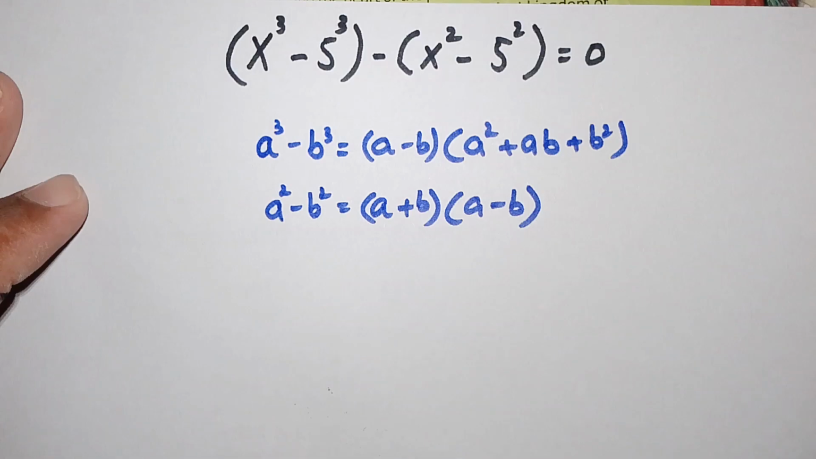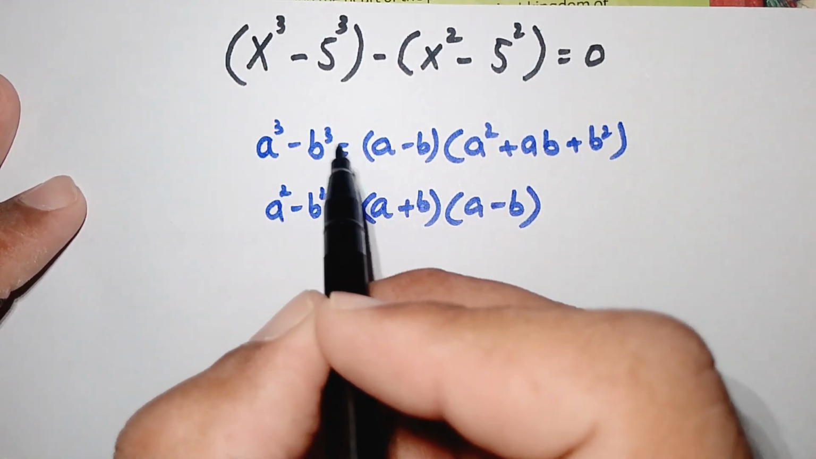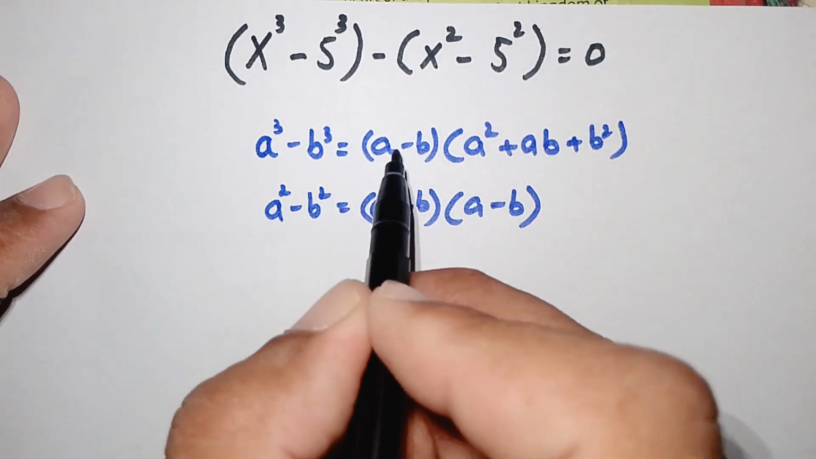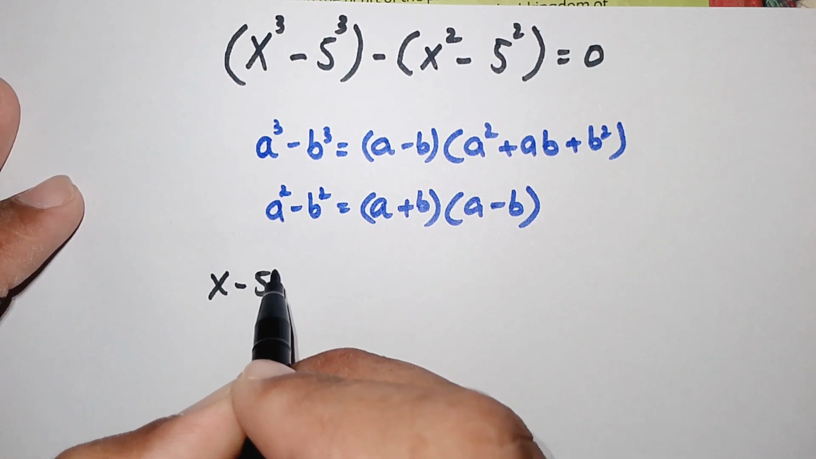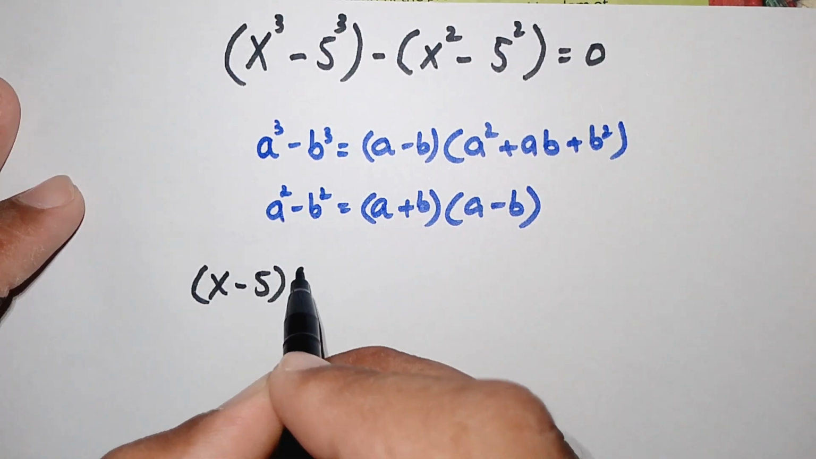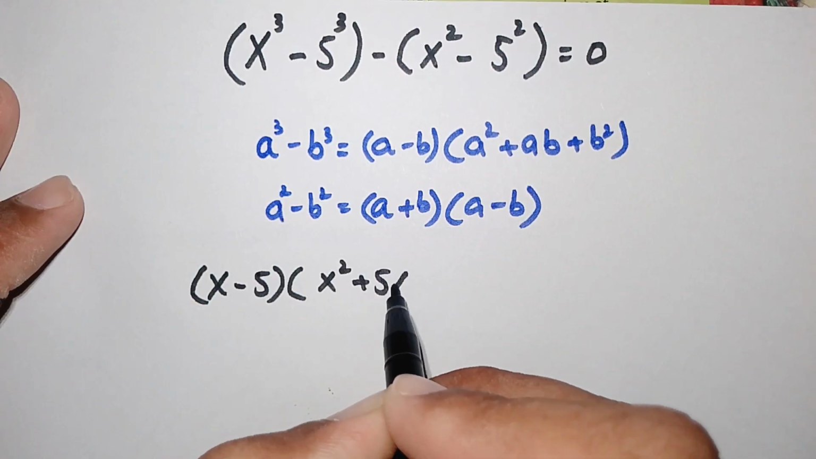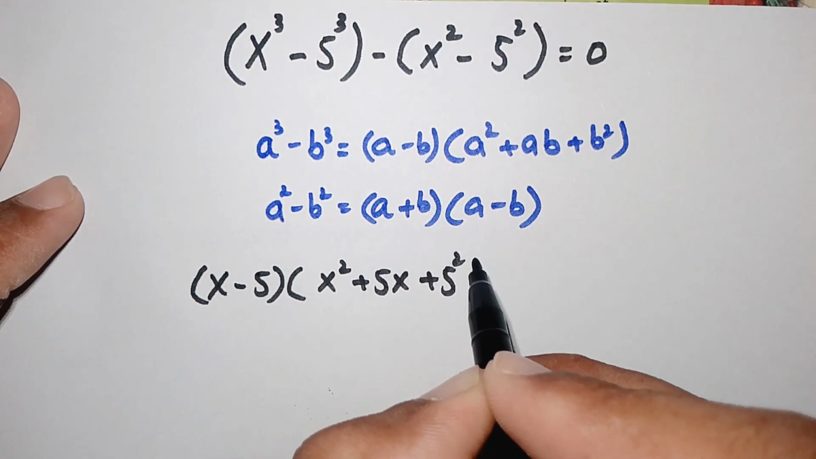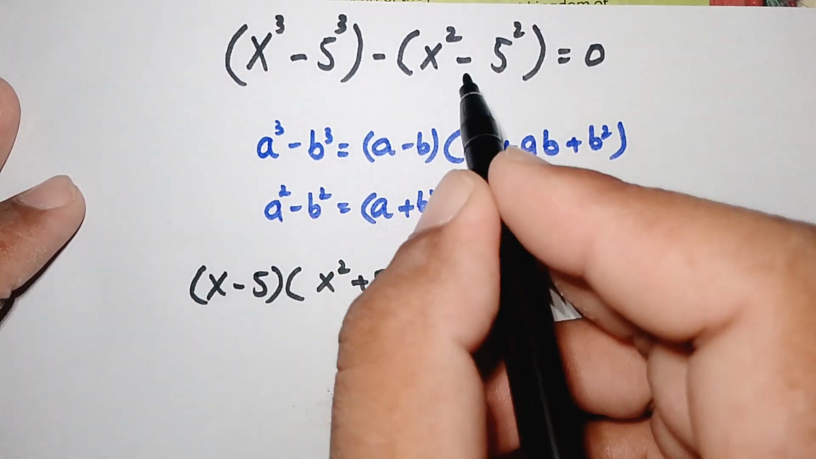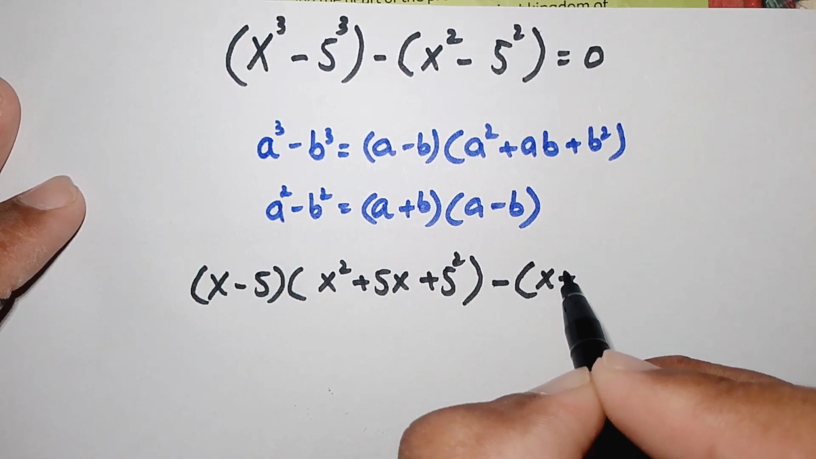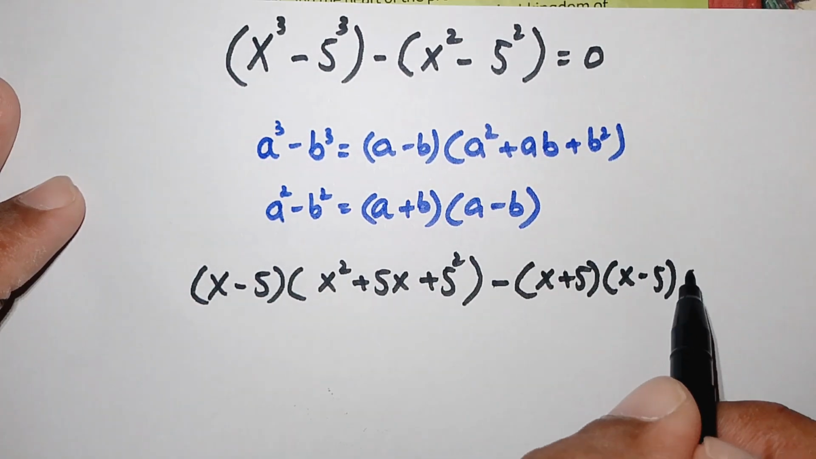So, let me apply this identity. First of all, we have to apply this identity for this. So, to apply this identity, this will become x minus 5 times x square plus 5x plus 5 square, minus, and for this we have to use this identity. So, this will become x plus 5 times x minus 5, which is equal to 0.